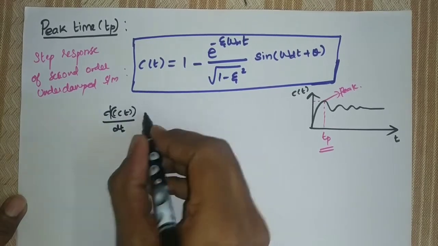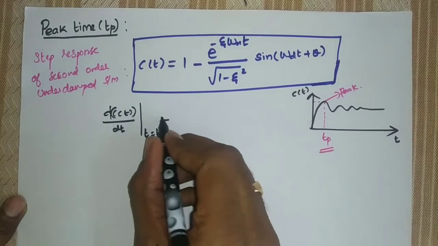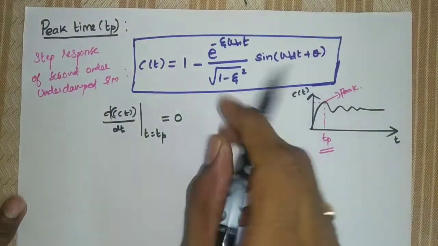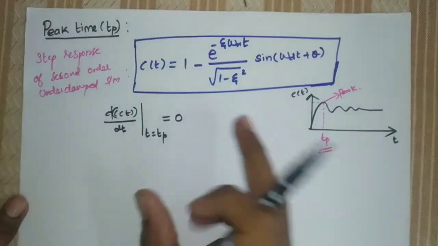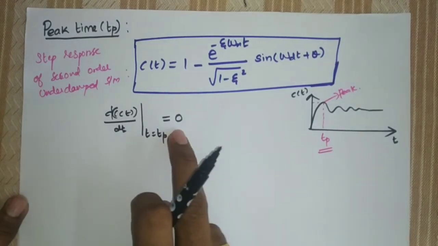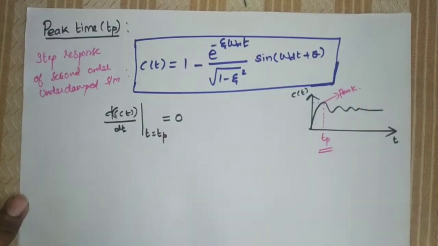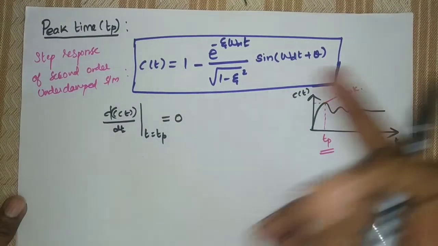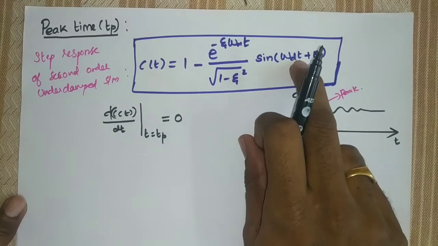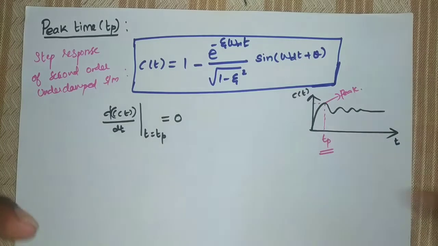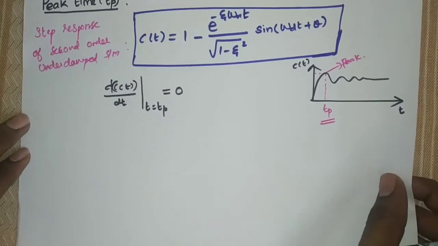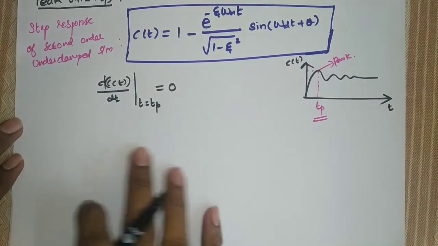We are going to take the first order derivative of c of t at time equal to tp, then equate it with 0. We differentiate the whole equation with respect to t and substitute the whole differentiation term equal to 0. We know that at maximum, time t is equal to tp. So after differentiating and equating with 0, we substitute tp instead of t. After rearranging that equation, we will get the value of tp. Let's derive the expression now.